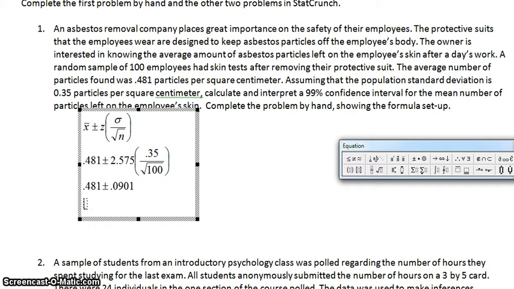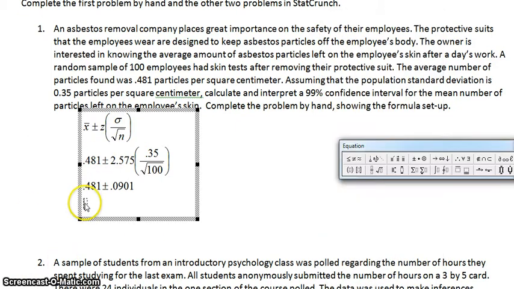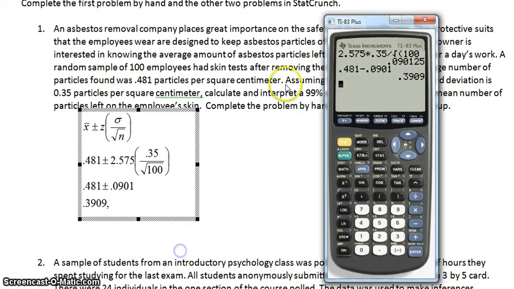So the lower limit then would be 0.481 minus 0.0901, which is 0.3909. And the upper limit would be the same thing, but just with a plus, 0.5711.